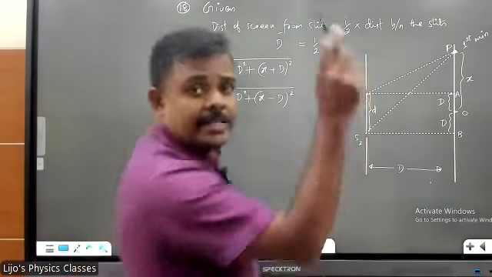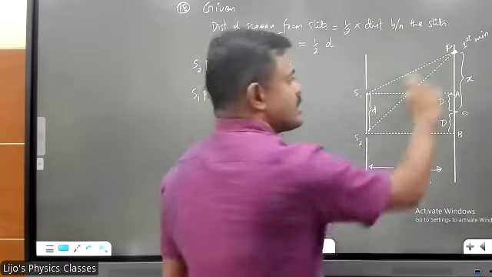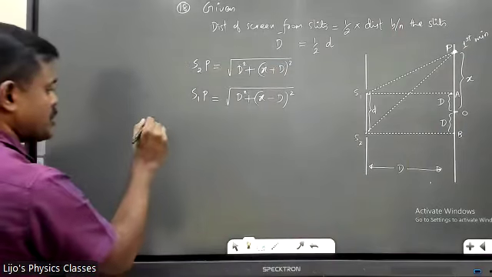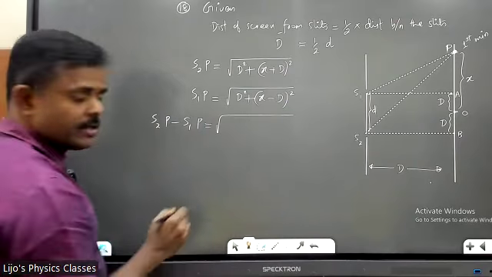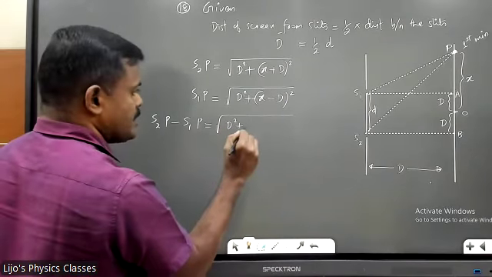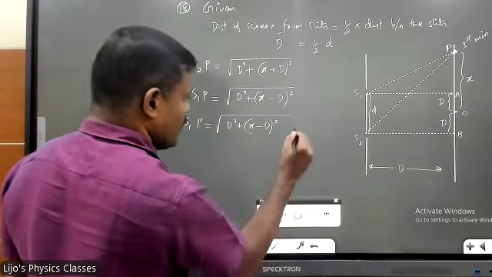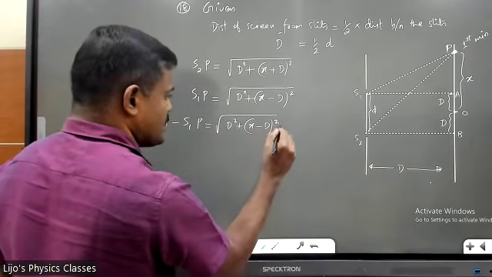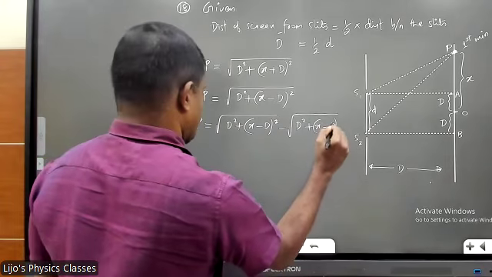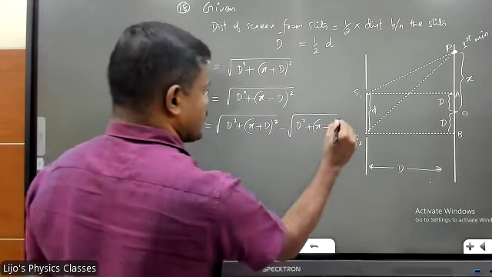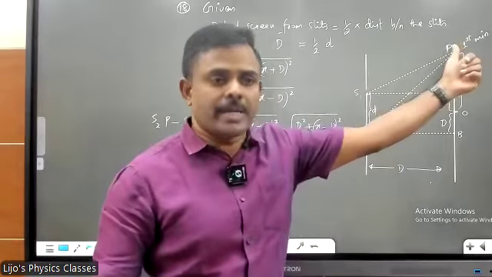So I just assume that this point is the first minimum. I'm finding this distance S2P and this distance S1P, so I can find S2P minus S1P. What is it now? Root of d square plus x plus d the whole square minus root of d square plus x minus d the whole square. This is path difference, right? Path number 1 minus path number 2 is called path difference.